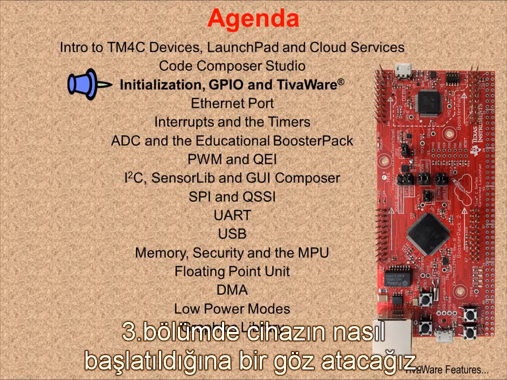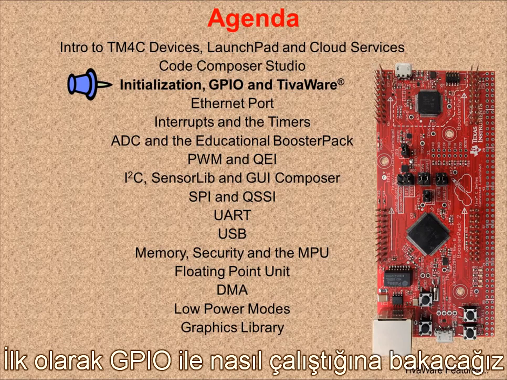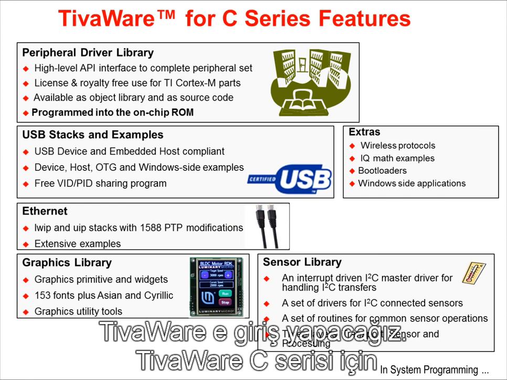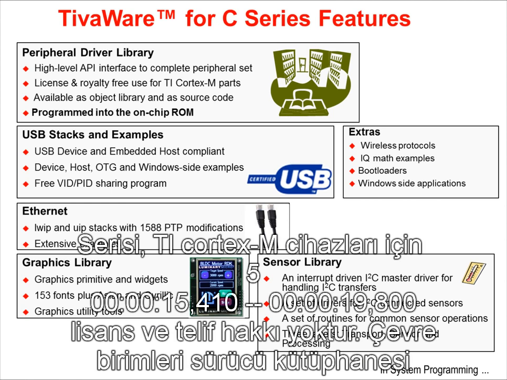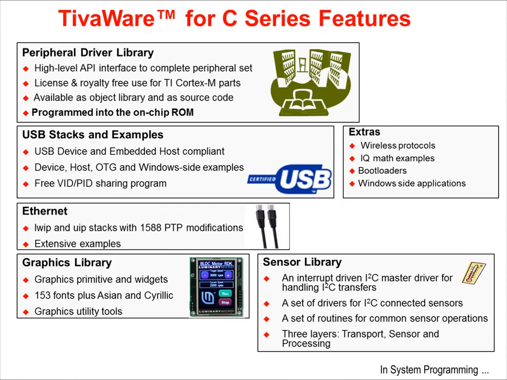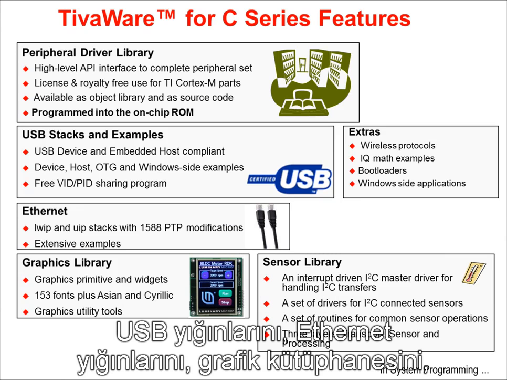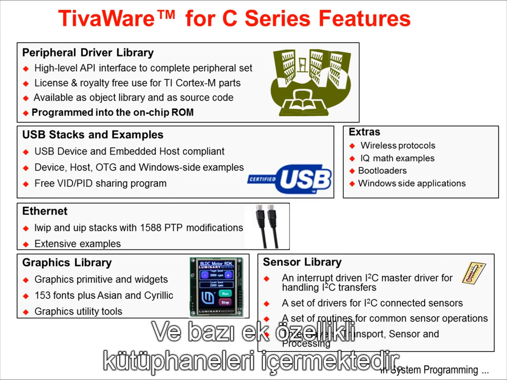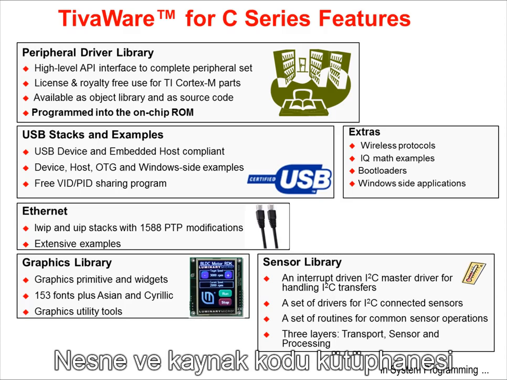In Chapter 3, we'll take a look at initializing the part, how to work with the GPIO, and our first look at TivaWare. TivaWare for C-Series is a license and royalty-free set of code for TI Cortex-M devices. It includes the peripheral driver library, USB stacks, Ethernet stacks, graphics library, sensor library, extensive examples, and some additional features. The libraries are available as object and source code.